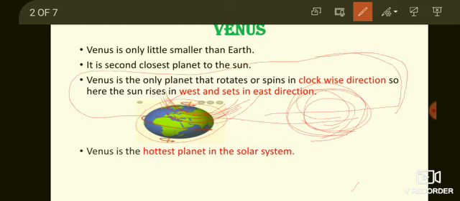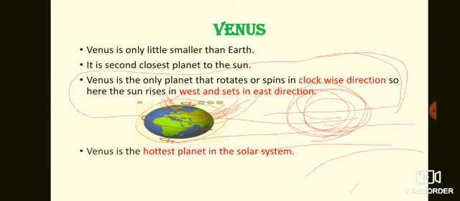Now, Venus is the hottest planet in the solar system. I have mentioned this earlier in my earlier slide. Venus is the hottest planet in the solar system, and Mercury is the second hottest planet. So you might be thinking, how come Venus is the hottest planet? How come Mercury is not the hottest planet despite being the nearest planet to the Sun? You might be thinking like that. So let us see why.